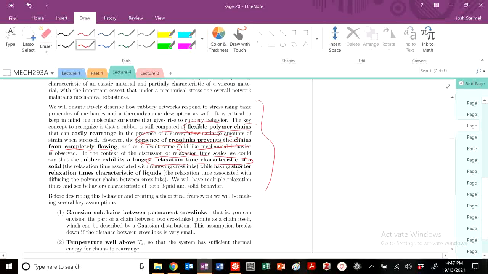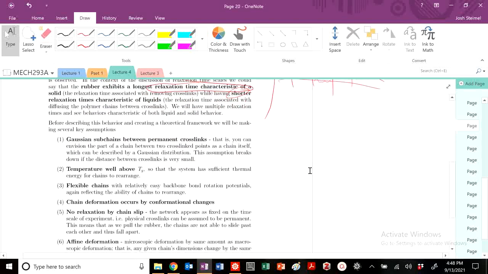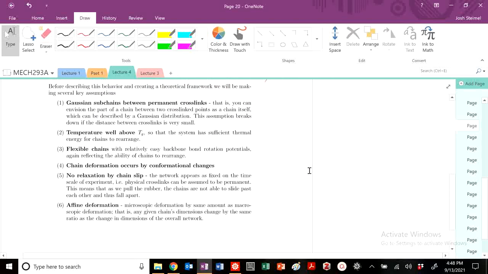So there are different relaxation timescales. There's a long one that's characteristic of the entire solid, the entire cross-linked network. There are also shorter timescales, basically in between the cross-links, from diffusing polymer chains in here. But in this framework, we're going to make the following assumptions.